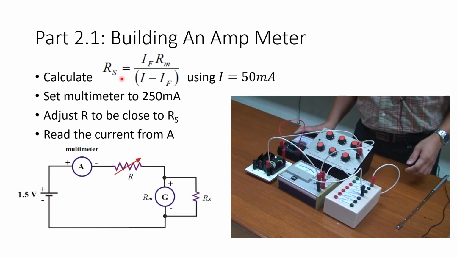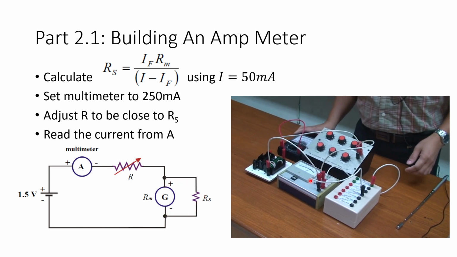So let's try to create an ammeter with a maximum current of 50 milliamps. Use 50 milliamps in here and use the Rm that you know from the previous part. You can calculate RS and then adjust this to be close to the RS you calculated. It's supposed to be something very small. Again, RS is your shunt resistance, so connect it in parallel to the galvanometer.